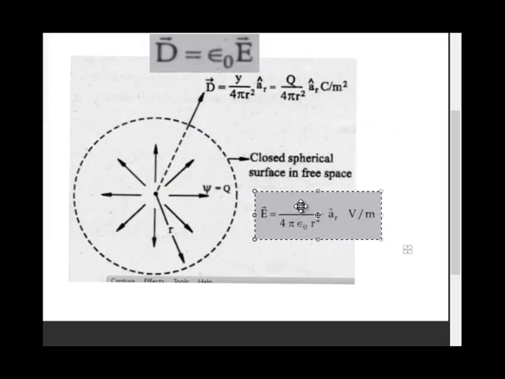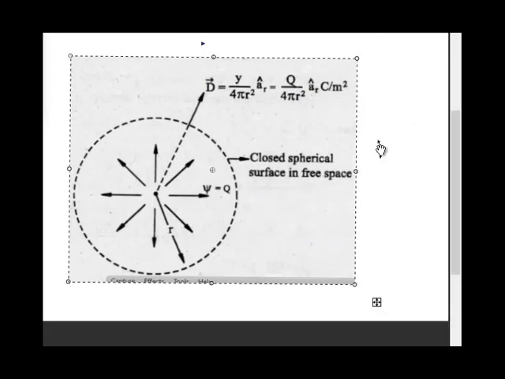It is proportional to Q and inversely proportional to R square, radial distance, and having direction a cap r. Similarly, D is also having direction a cap r. It is proportional to Q and inversely proportional to R square. So comparing these two, we can have the formula D equals epsilon naught E, and D is called displacement density.